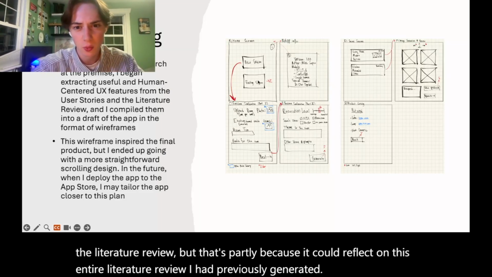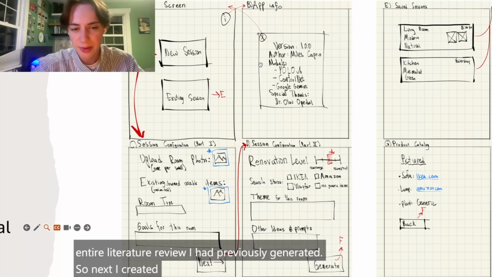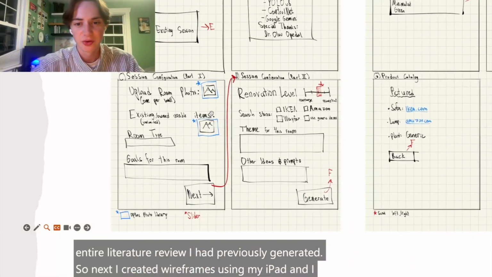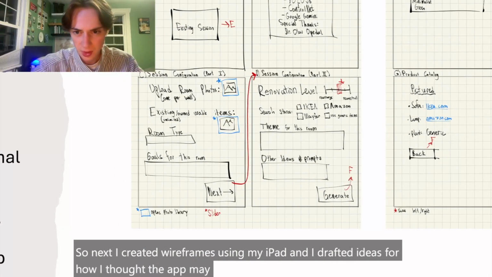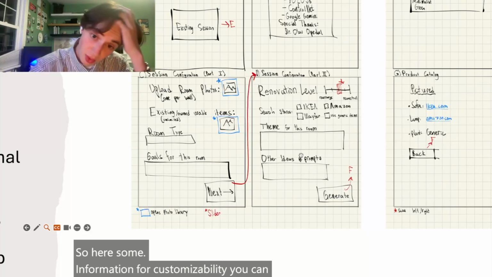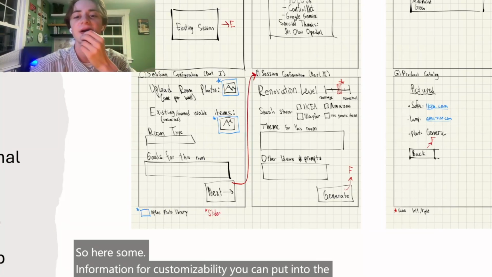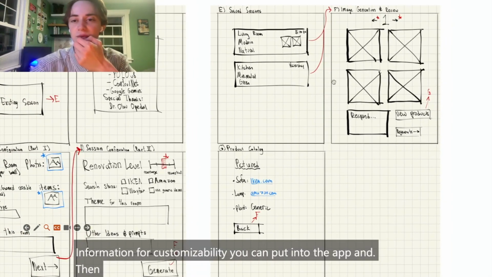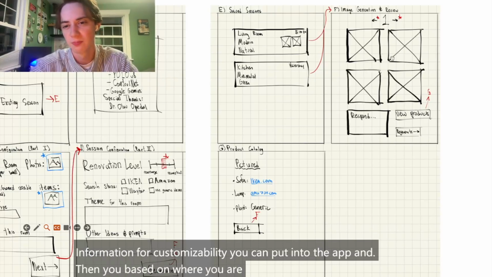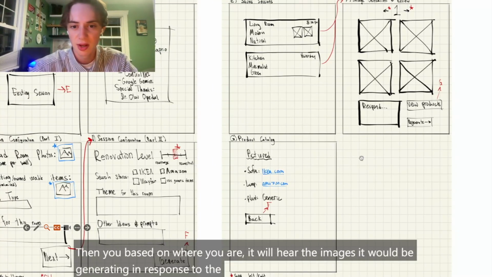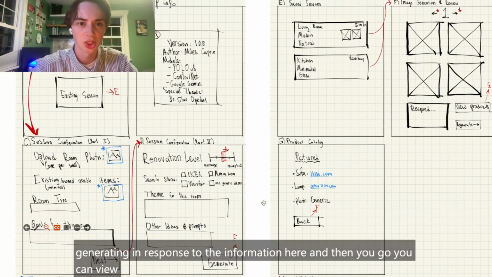So next, I created wireframes using my iPad, and I drafted ideas for how I thought the app may look. So here, some information for customizability you can put into the app. And then based on where you are, here are the images it would be generating in response to the information here. And then you can view the products as shown in the picture.